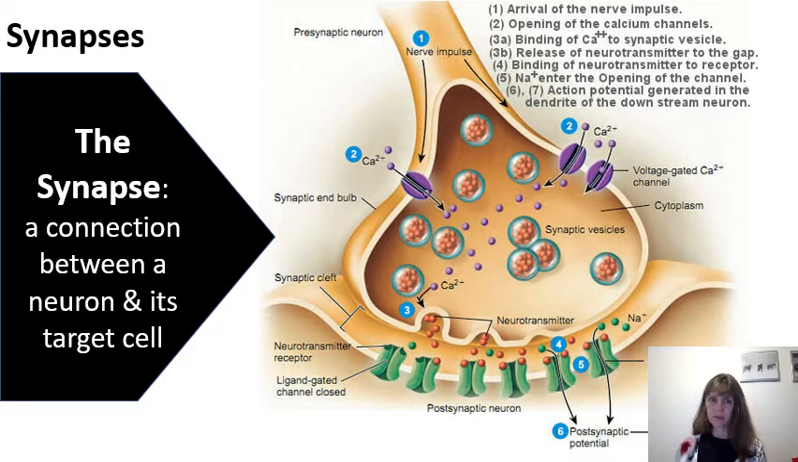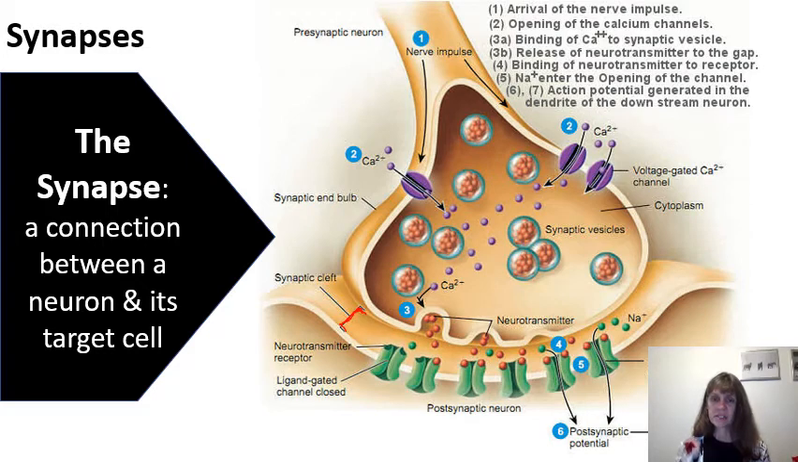Let's quickly review the events at a synapse. Understand that a synapse is where a neuron and another neuron, or an effector, which is a muscle or a gland, will communicate. It's not a physical connection because at the synapse there is a space between these structures known as the synaptic cleft.